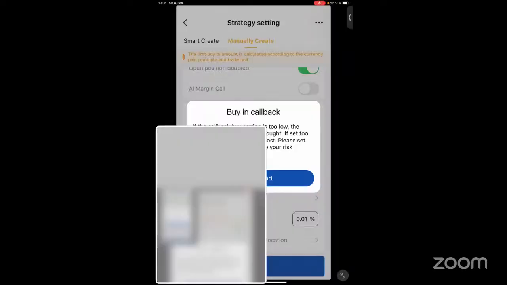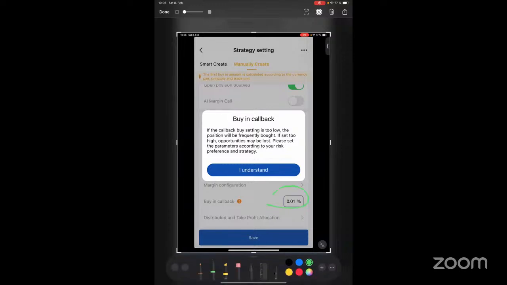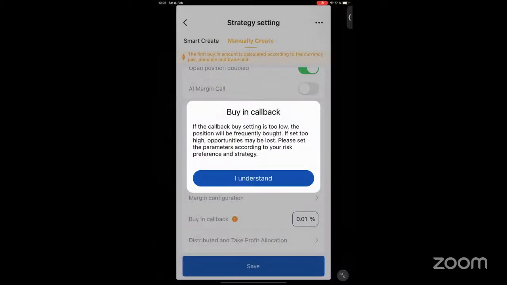So the callback is also this thing that it initiates, the percentage it initiates, so it can buy. That is why we call it buy-in callback. Now, I would like you to watch this video and you can understand it.